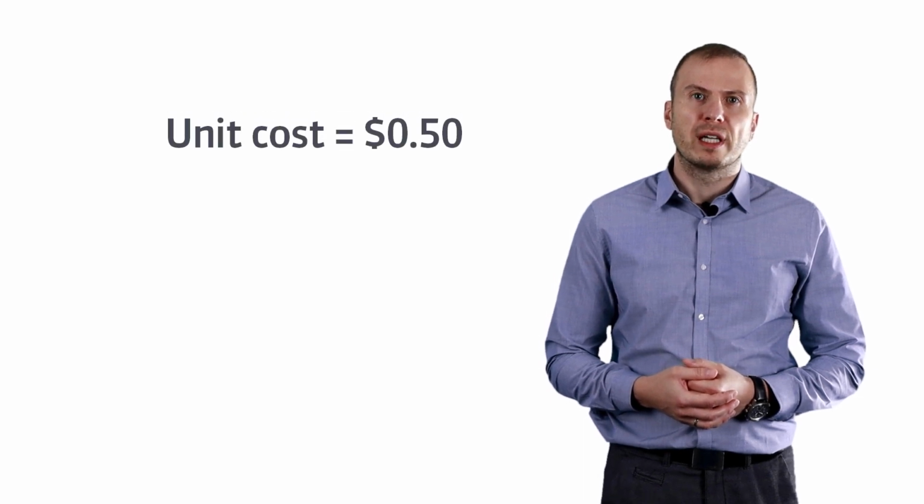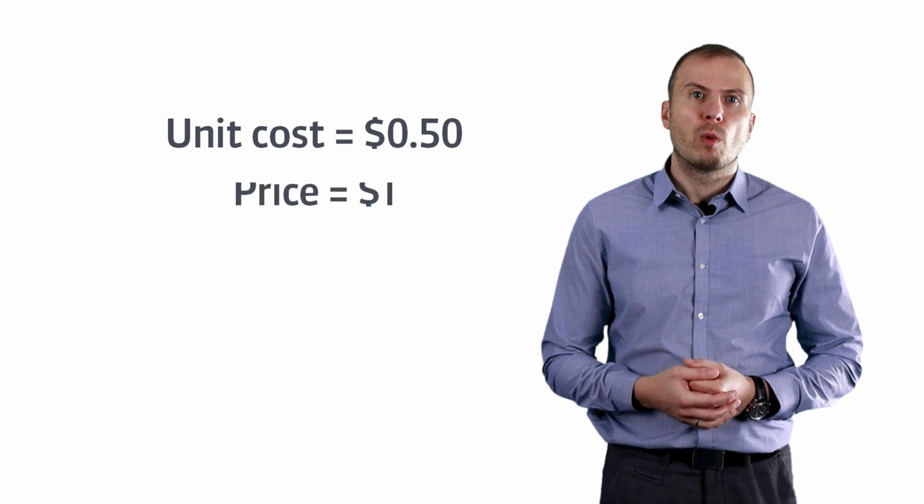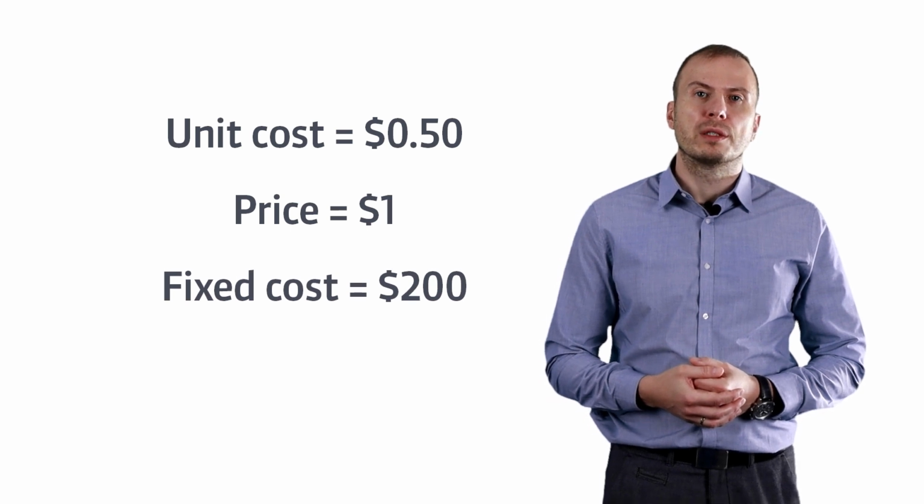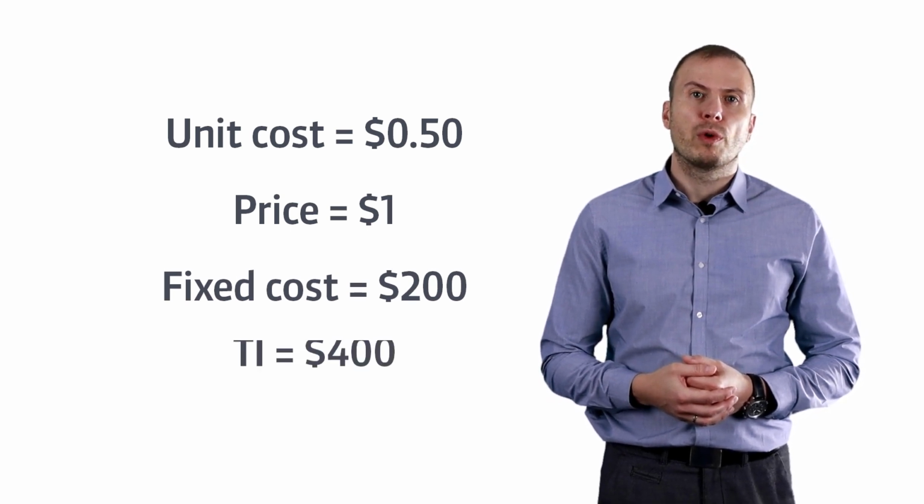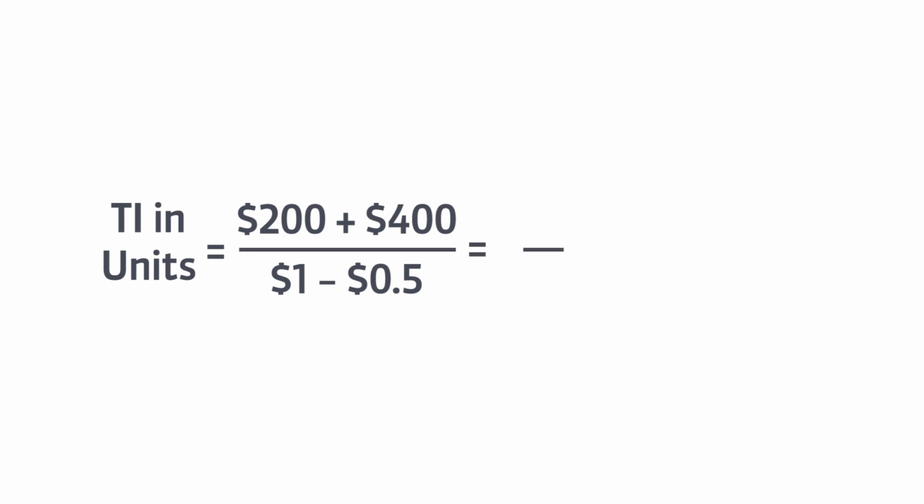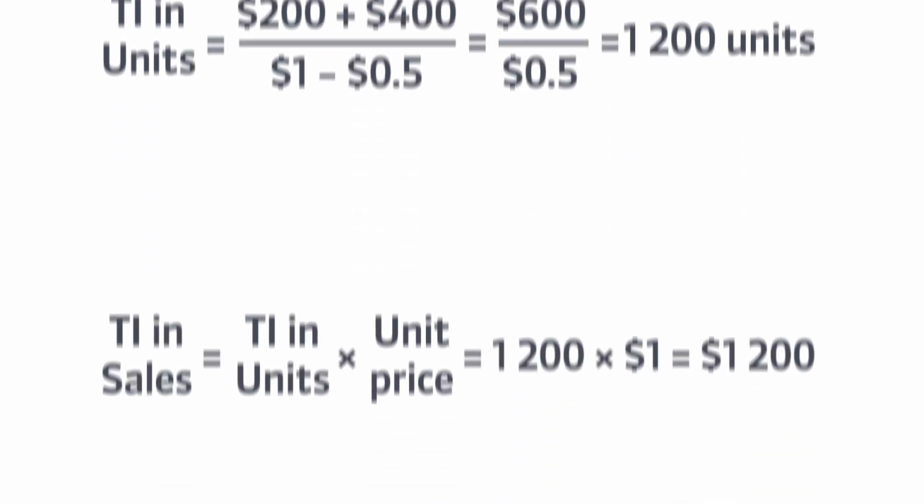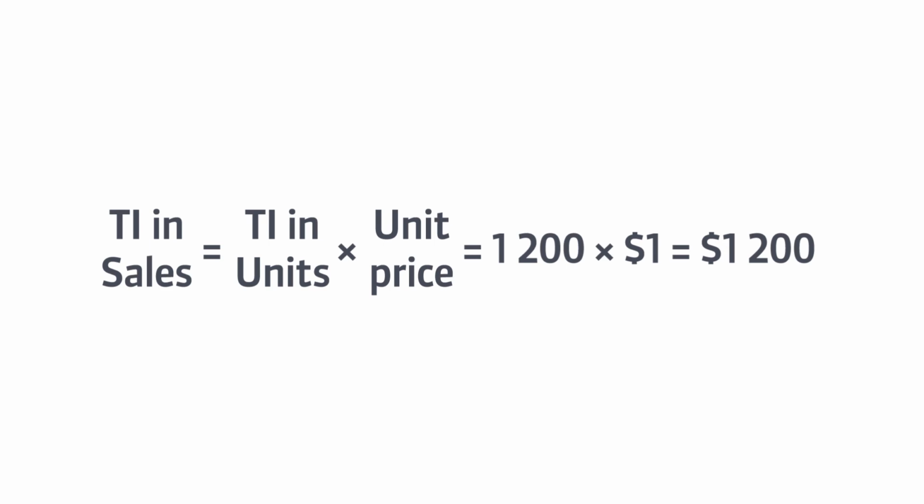Suppose we sell key rings. We buy one key ring for 50 cents and sell it for $1. Our fixed cost is $200 and the target income is $400. Using the target income formula, we can calculate that we need to sell 1,200 key rings to have an operating income of $400. The target income in sales will be $1,200.